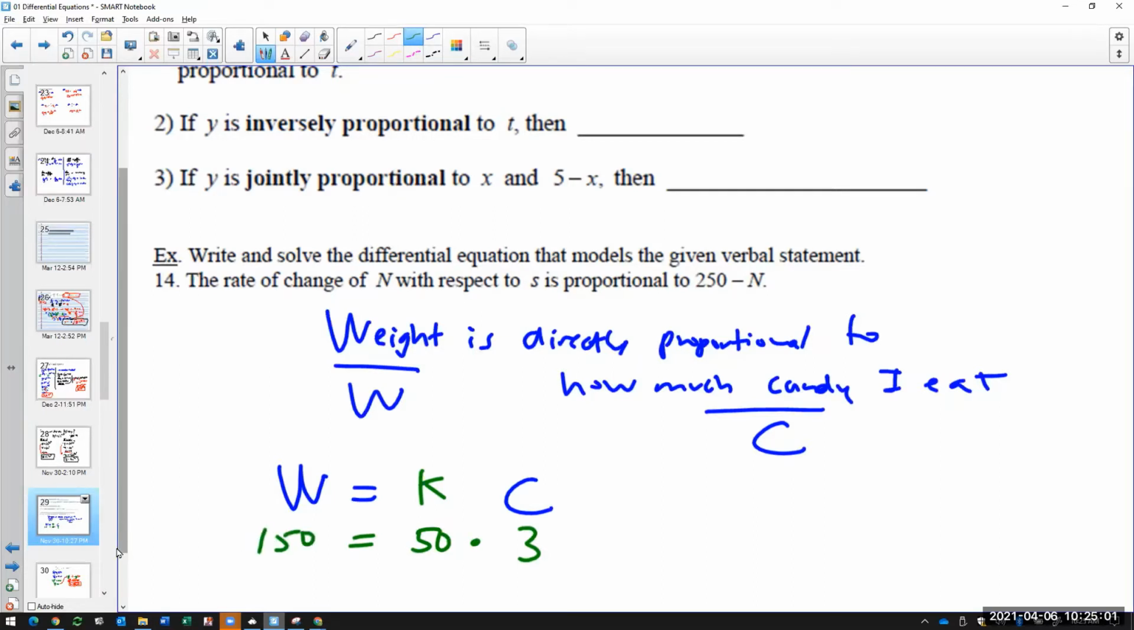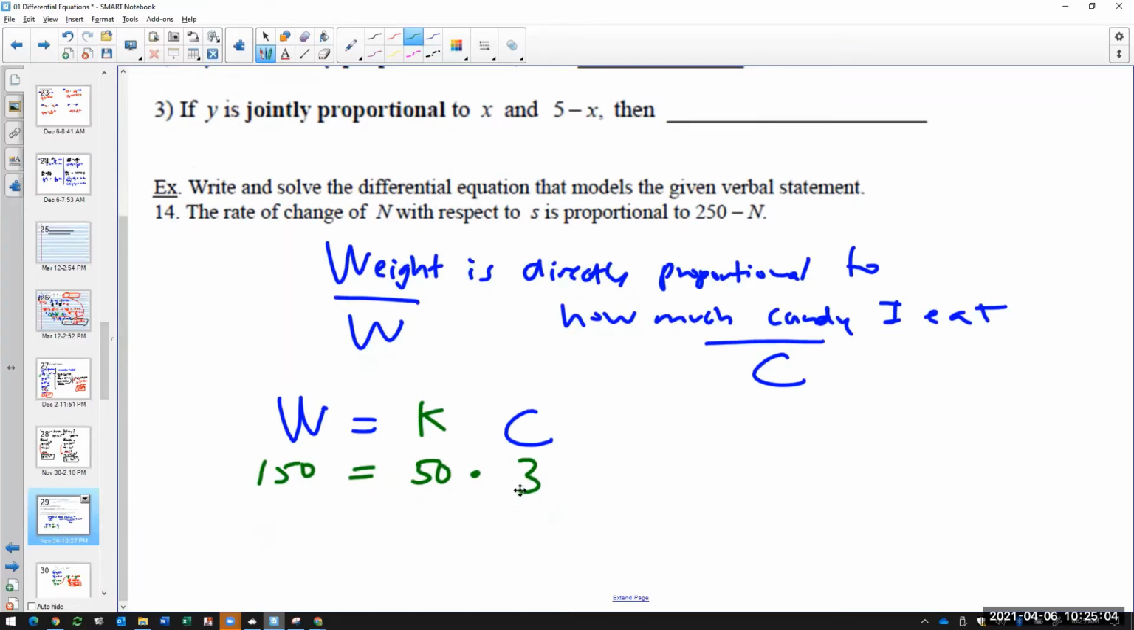This is actually not going to work out exactly what I want. But if I ate 2 pounds of candy, then look at that, I would only weigh 100 pounds. Do you see that? So when you say something is directly proportional, it just means you multiply it by some number and you get your answer. Everybody good with that?